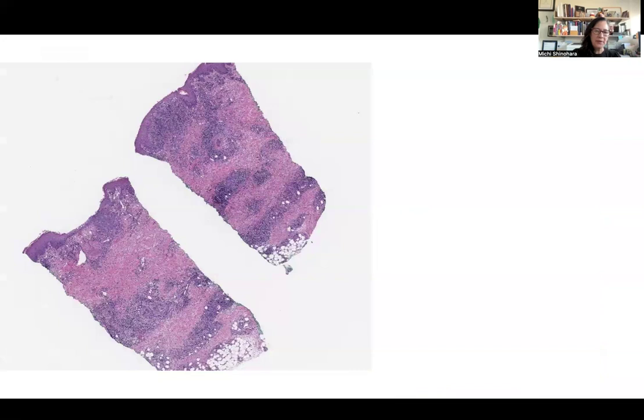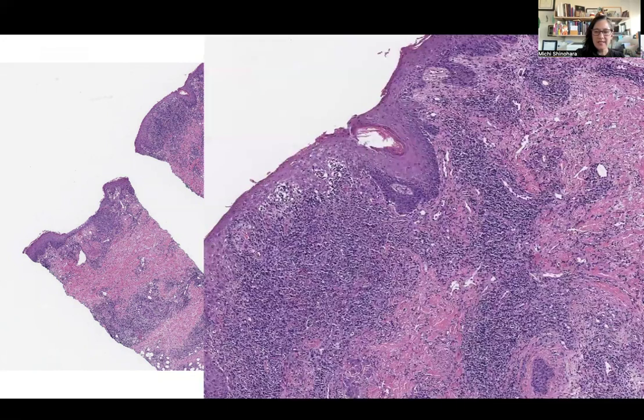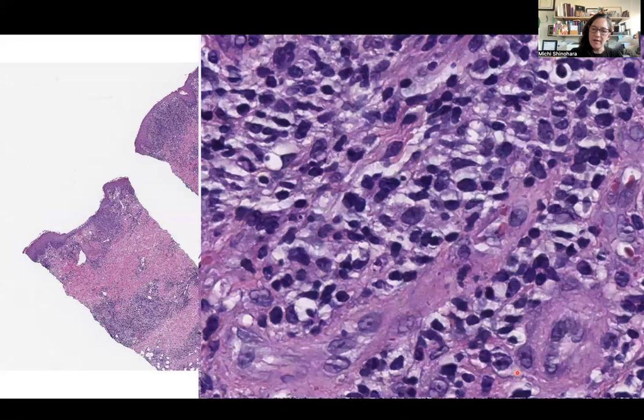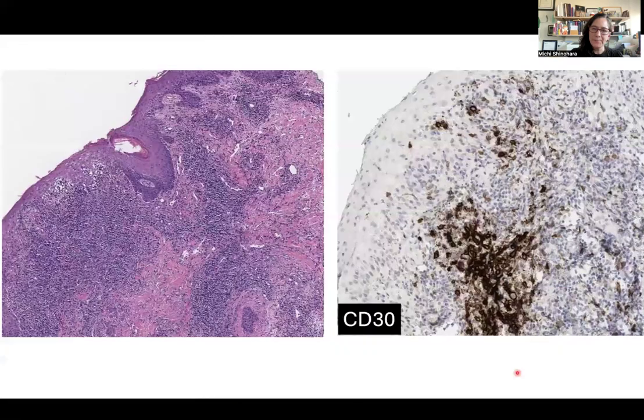Here's another example of a lymphoid infiltrate, a dense dermal, a little bit of ulceration on the top, very dense dermal lymphocytic infiltrate, perhaps a little epidermal involvement here as well. A higher power look showing some large, highly atypical lymphocytes that happen to be T cells. Higher power view there. And a CD30 stain, strongly positive in a substantial portion of these.